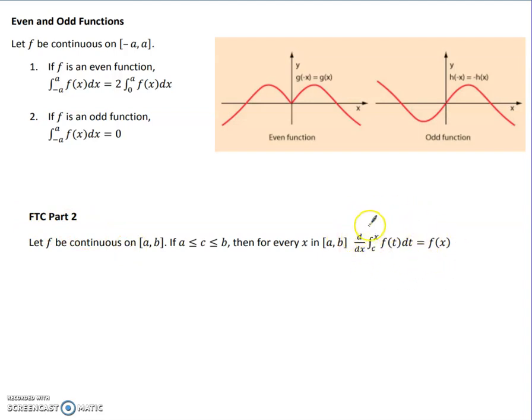Okay. And then the fundamental theorem of calculus part two basically also says this is kind of a shortcut. If you want to take the derivative of an integral, you can plug the function in and you get that x value, as long as this is a constant. So it really is important that that bottom limit is a constant value. But we'll see that happen in action.